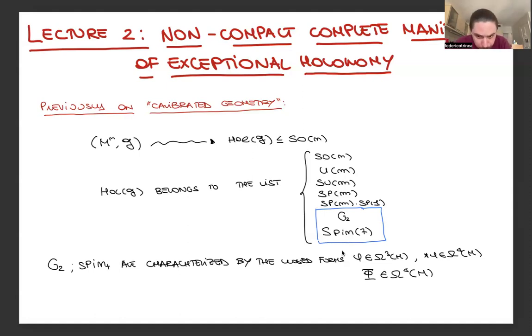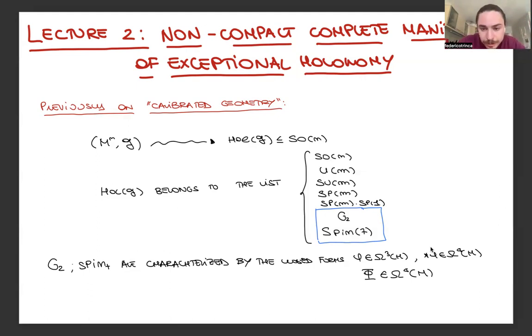I also told you that, using the so-called holonomy principle, G2 and Spin(7) manifolds are characterized by closed forms: phi and star phi, which are three-forms and four-forms respectively, in the G2 case, and a four-form in the Spin(7) case.